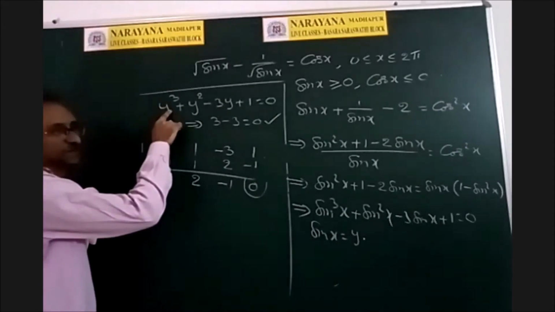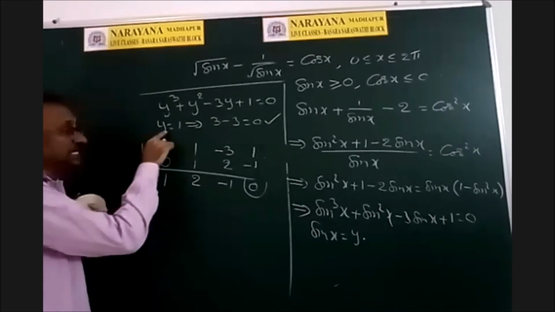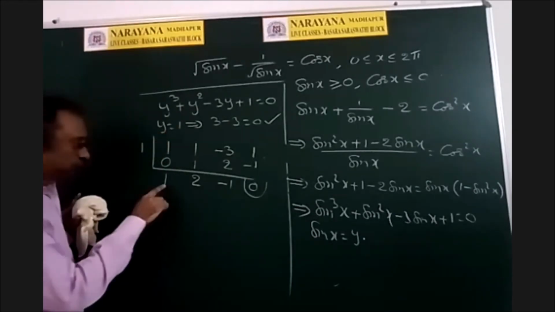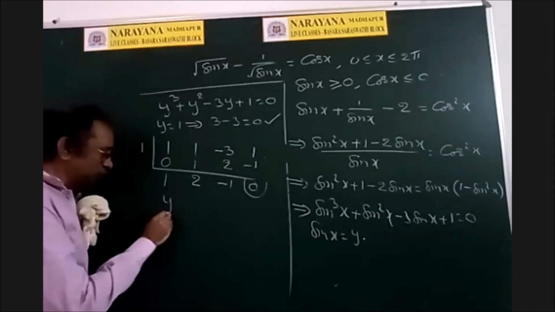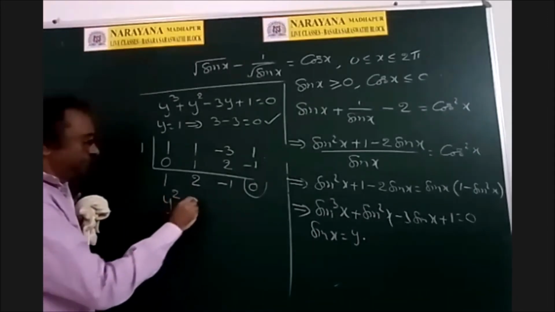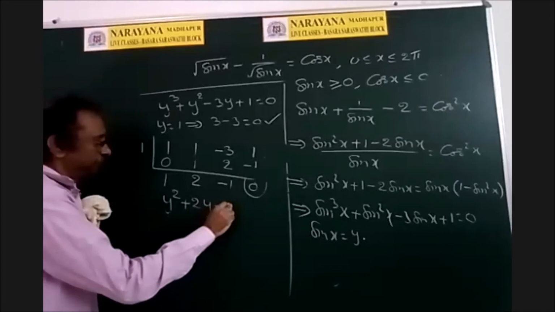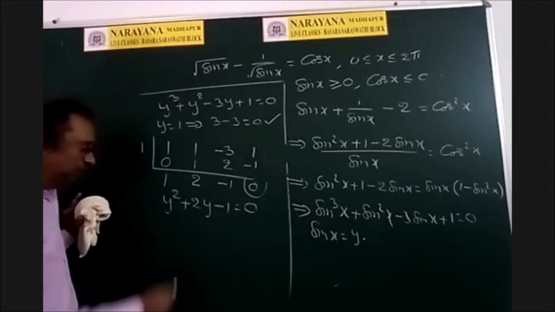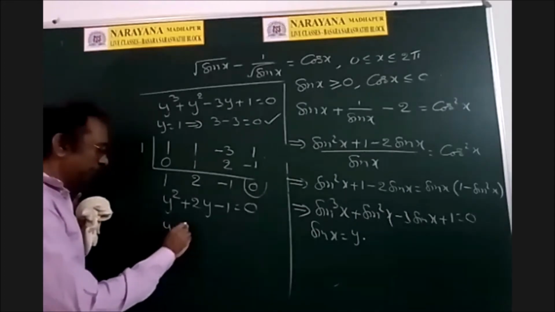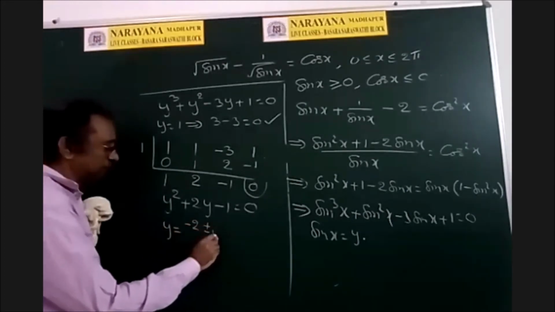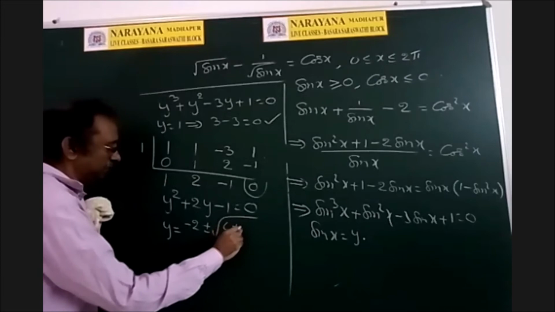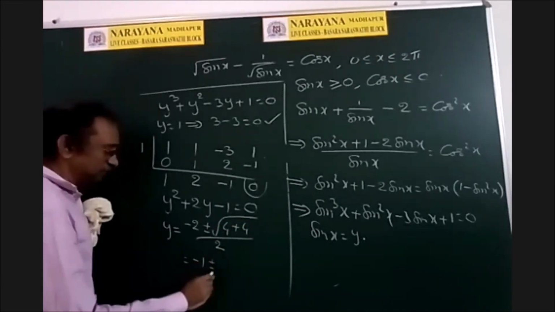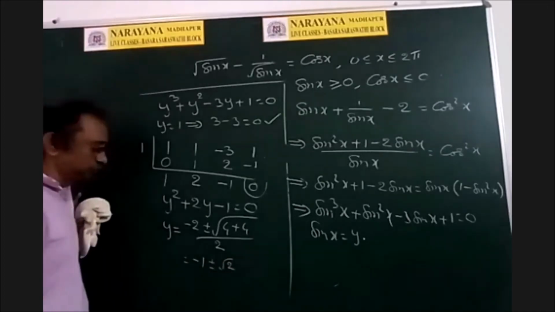Because it is a cubic expression, now you are dividing with the linear expression y minus 1, you will get the quotient a quadratic. How to write that quadratic? This 1 into y square plus 2 into y minus 1 is equal to 0. So this is a quadratic equation. It will have two roots. What are the roots? Minus b plus or minus root of b square minus 4ac by 2a. So this is minus 1 plus or minus root 2.